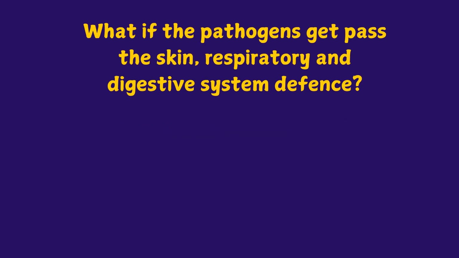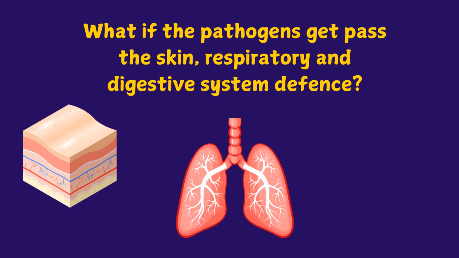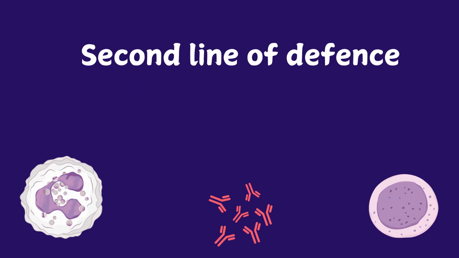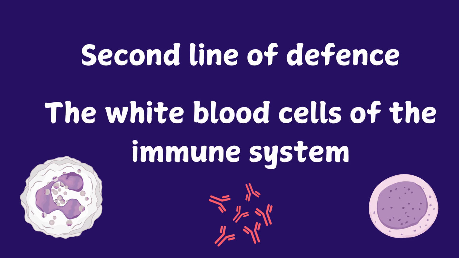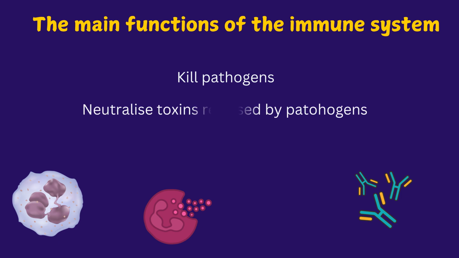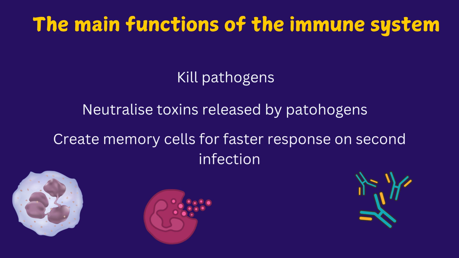What if the pathogens get past the skin, the respiratory, and the digestive defense? What would happen? The pathogens will come in contact with the second line of defense, which is the immune system made up of white blood cells. The main function of the immune system is to 1, kill pathogens, 2, neutralize toxins released by pathogens, and 3, create memory cells for faster response on second infection.